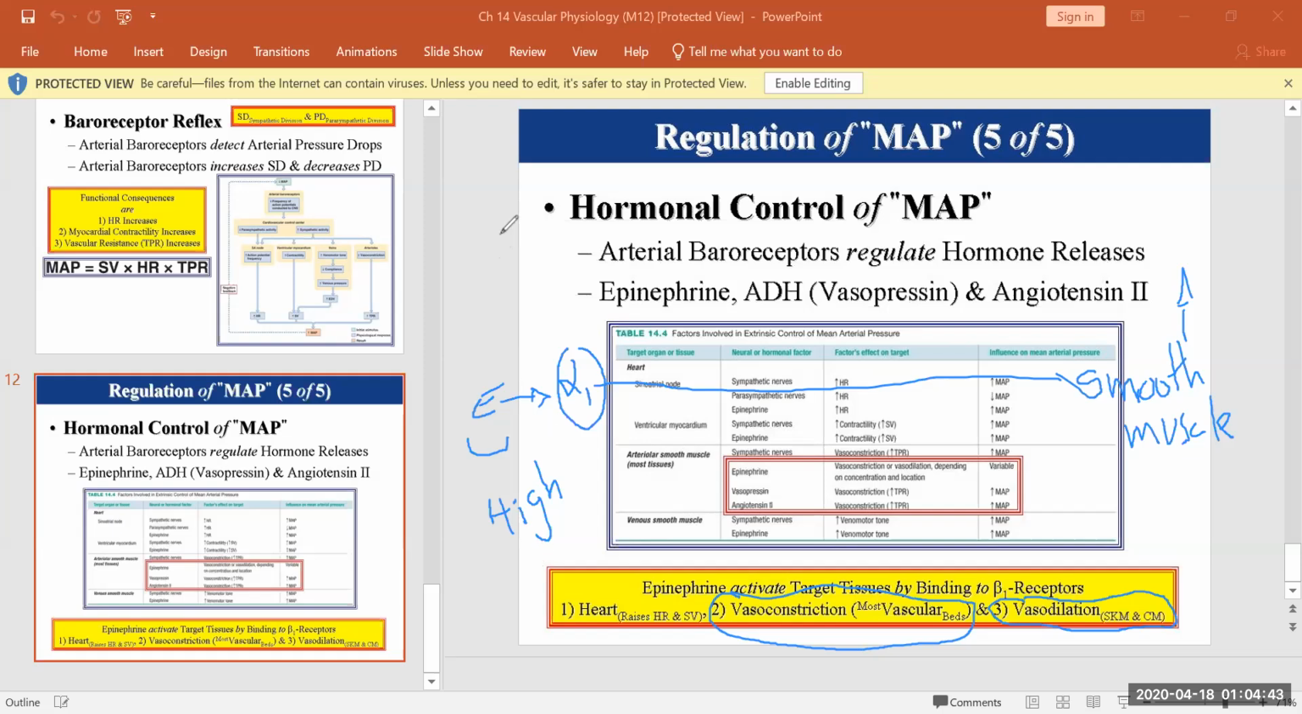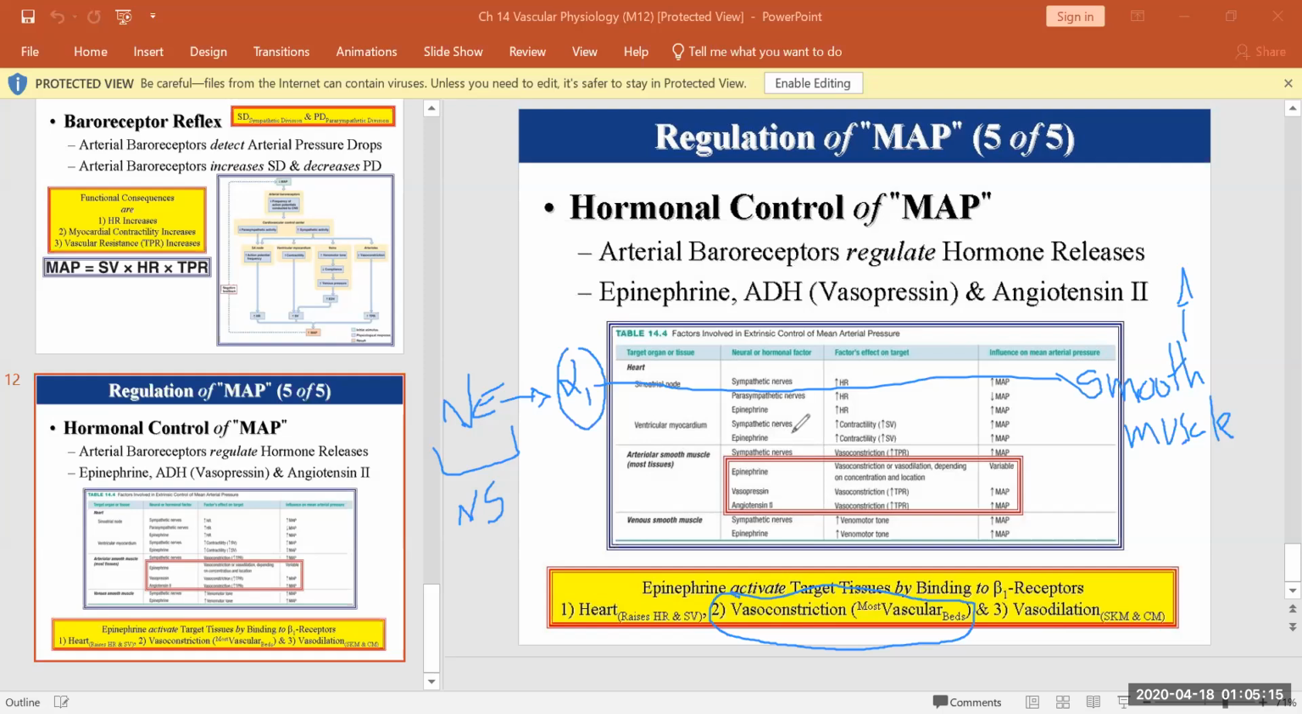Now, which leads me, I'm going to leave alpha 1 here. I'm going to erase this. I'm going to add something here, NE, norepinephrine. When norepinephrine is released, this is from a nervous system, right? So the nervous system, when norepinephrine is released, it activates alpha 1.